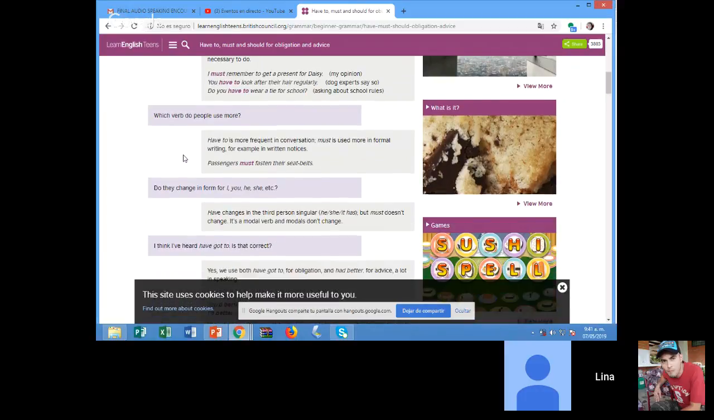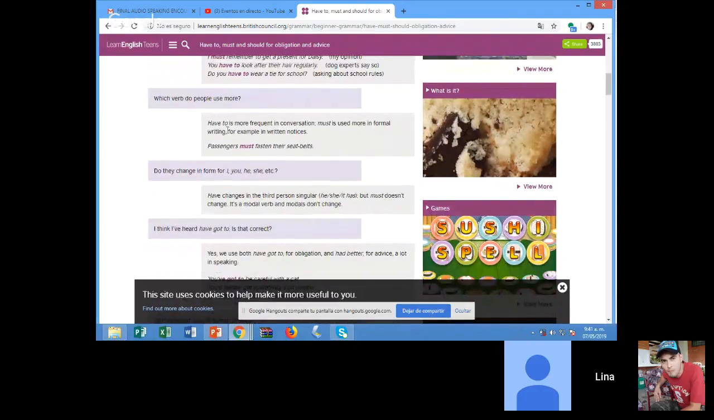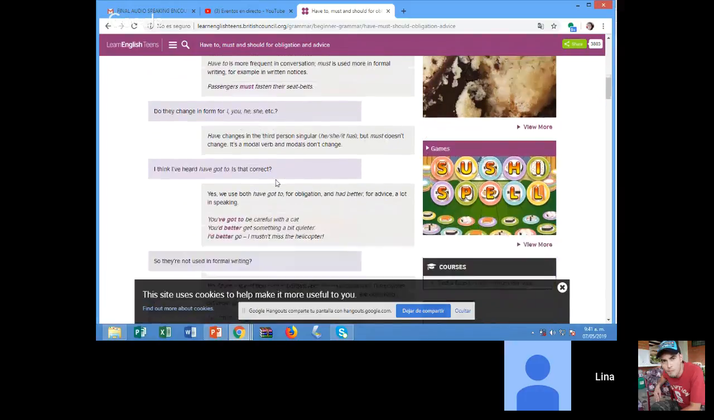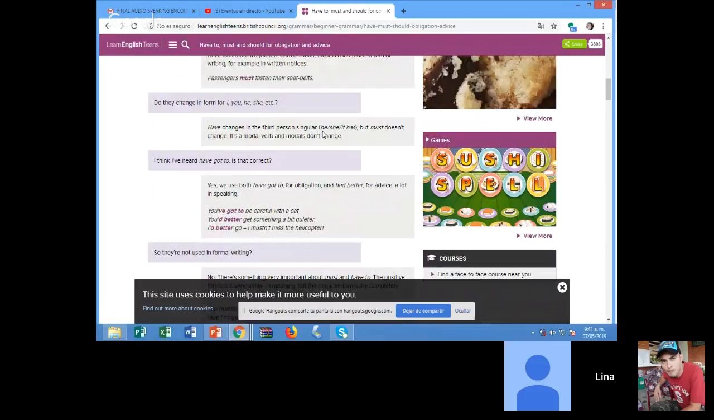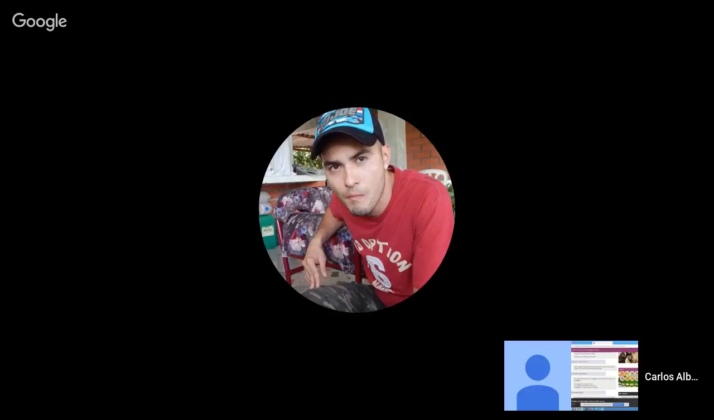So, which verb do people use more? Have to is more frequent in conversations. Must is used more in formal writing, for example, in writing a notice. Passengers must fasten their seat belts. Do they change in form, I, you, etc.? Have changes in the third person singular: he, she, it has. But must doesn't change. It's never "musts."